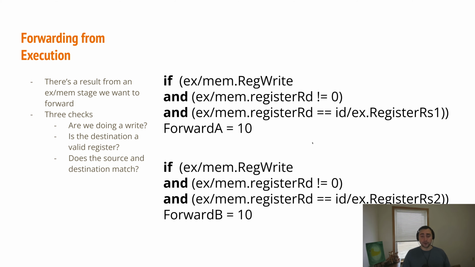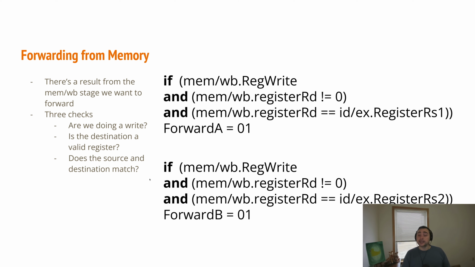Now, our logic for forwarding from the next stage, our mem writeback stage, is pretty much identical, at least as far as a baseline goes. So we do the same three checks. We check to make sure that the instruction in that stage is doing a register write. We check to see if it's to a valid location, so if it's not equal to 0. And then we check to see if our destination is the same as the source that we're currently accessing. And if all of those things are true, we forward the value from this mem writeback pipeline register. We can also check to see if it's true for RS2. So if these conditions are true, we forward. Otherwise, we don't forward anything.